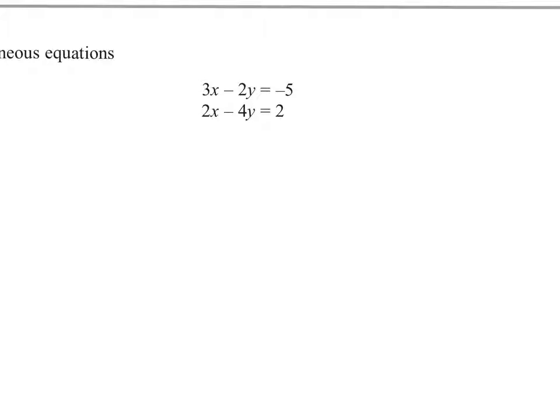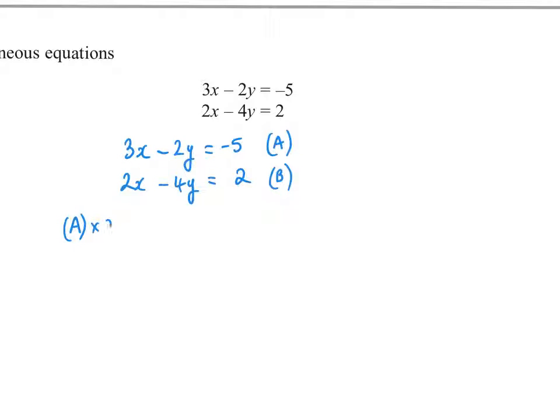Question 5. We have 3x minus 2y equals negative 5, and 2x minus 4y equals 2. I'll call this equation A and equation B here. You don't have to do this in the exam, but it's sometimes a good idea. If I double the top equation, then I would have 6x minus 4y equals minus 10, and I'll call that C. I'll write out B underneath exactly the same.